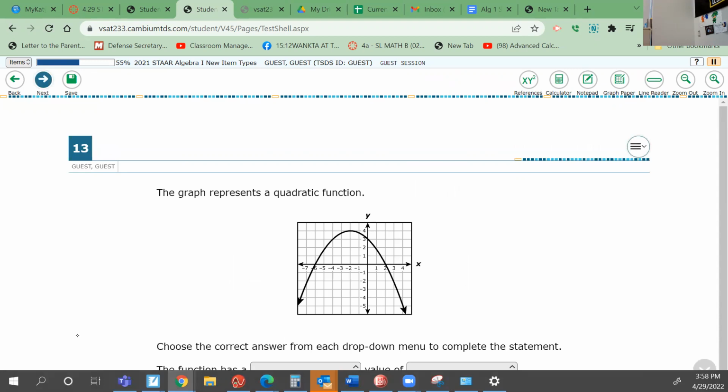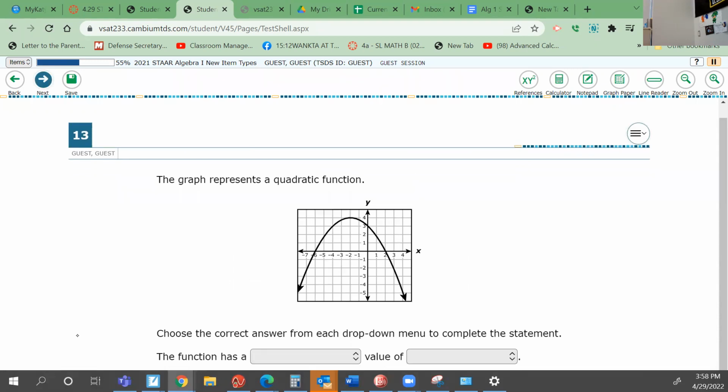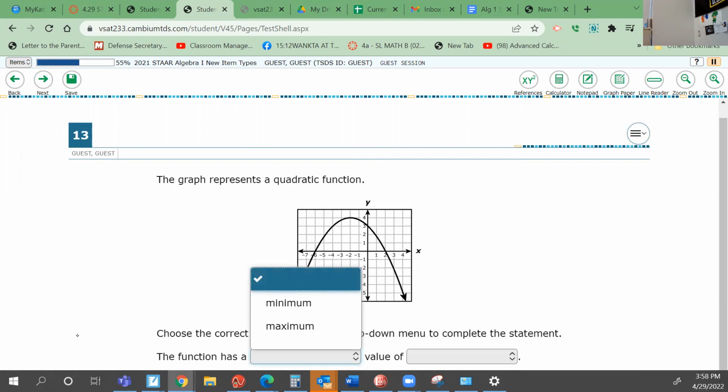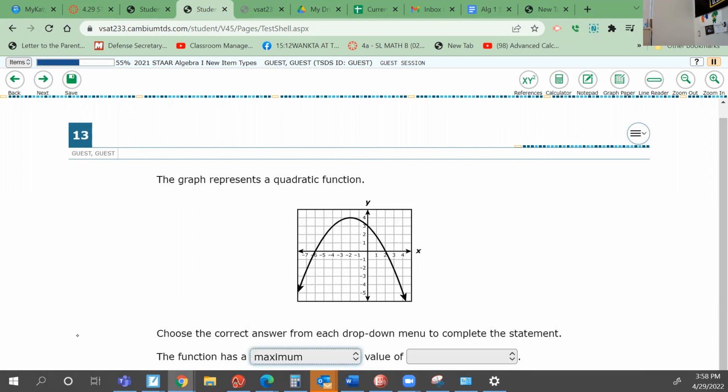Okay, here we go. What does it say here? The graph represents a quadratic function. Choose the correct answer. The function has a maximum or minimum. So this is a maximum. That's a maximum right there. And what's the maximum value? Well, you can see from the graph, the highest point of the graph is at 4. That's 4 right there.